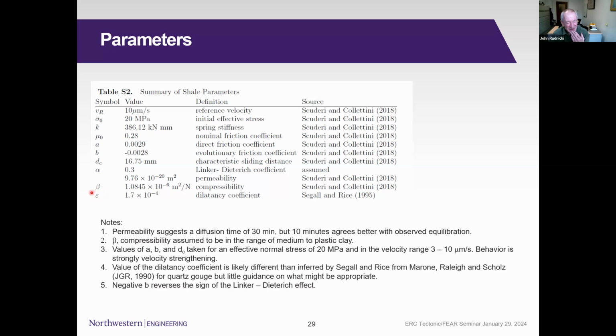You'd think that epsilon would depend on the effect of normal stress. However, a paper by Samuelson et al. found that it didn't. So again, that's an issue that I think needs further investigation. Let's see if I said anything. Yeah, so I've said all those things.